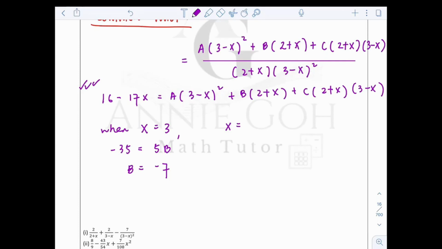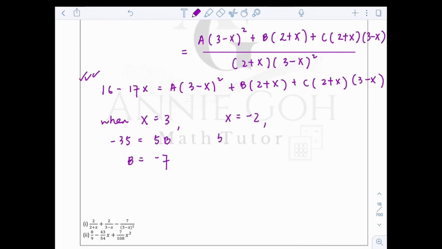Alright, so let's look for the next factor here, which is 2 plus x. How to make the 2 plus x equal to 0? We are supposed to sub in x equals to negative 2, yes. So when we sub negative 2 into the left hand side, we will get 50. Right? So now we are supposed to sub the value of negative 2 into the right hand side.